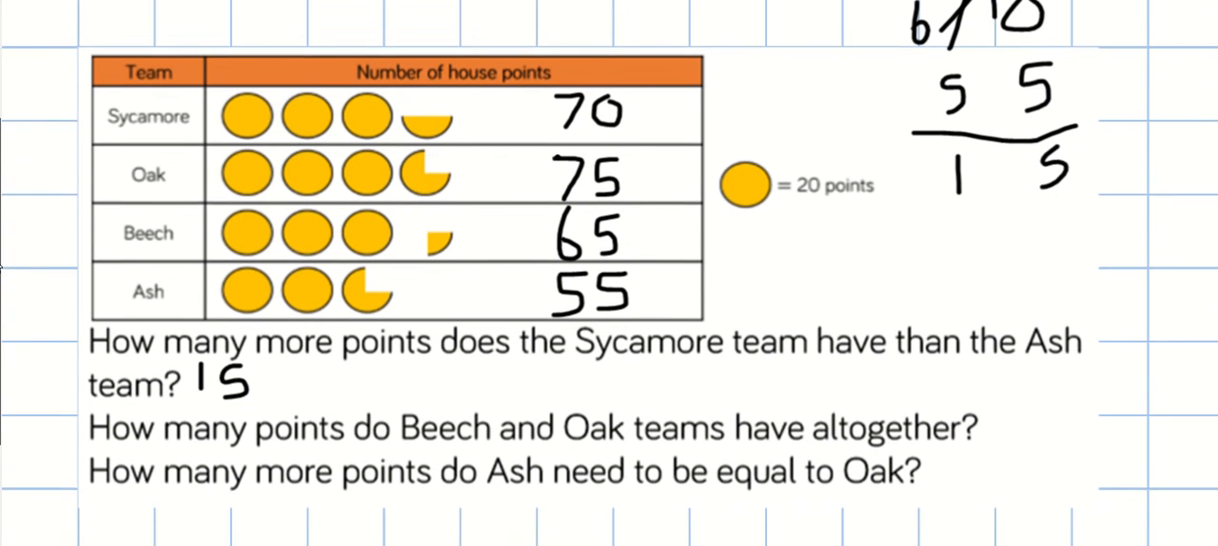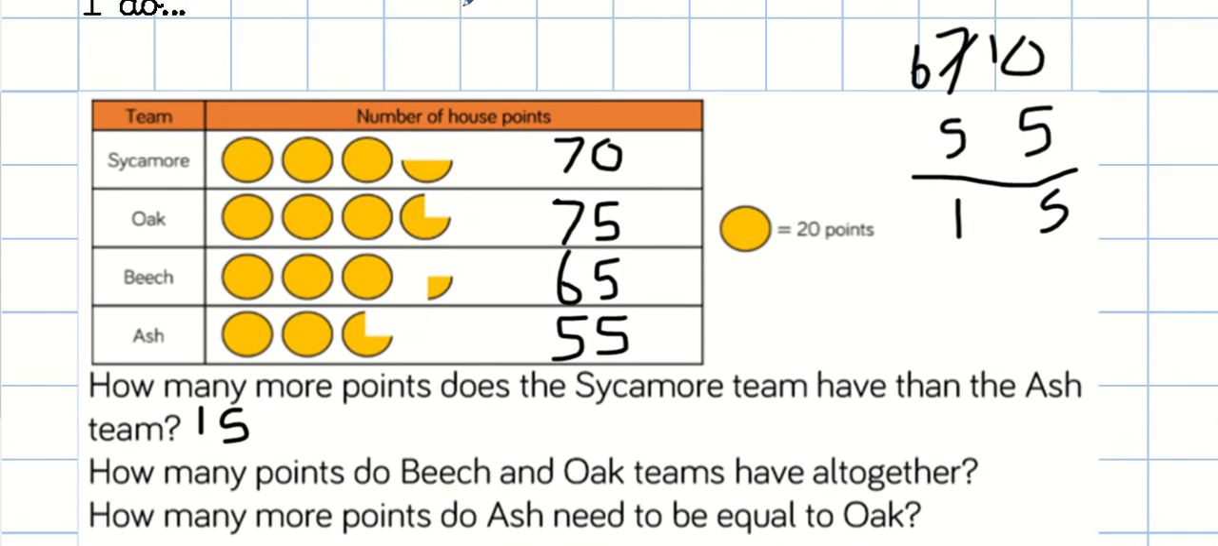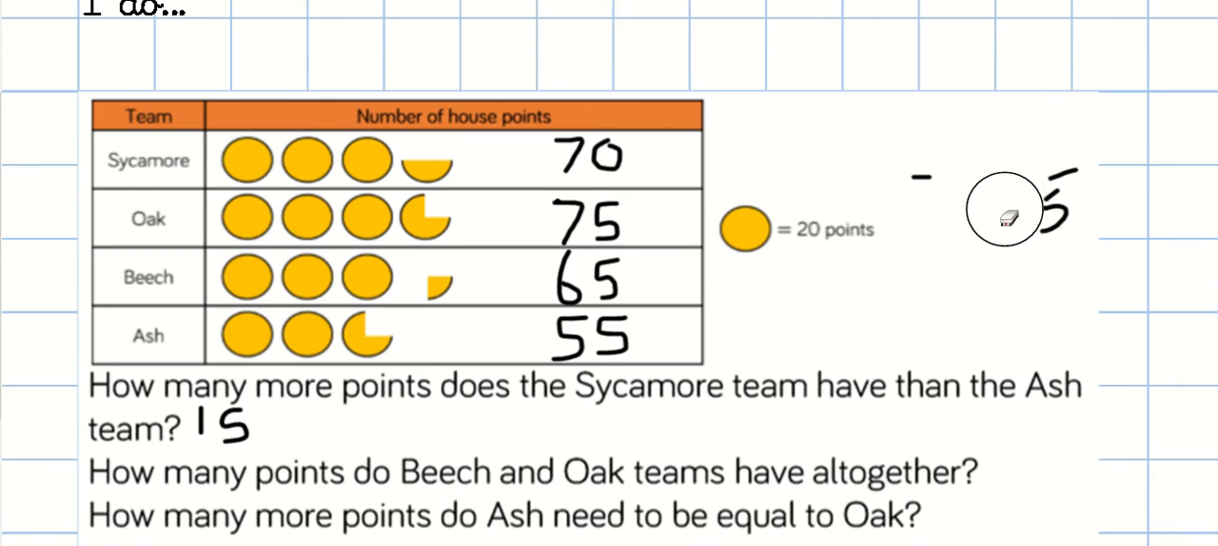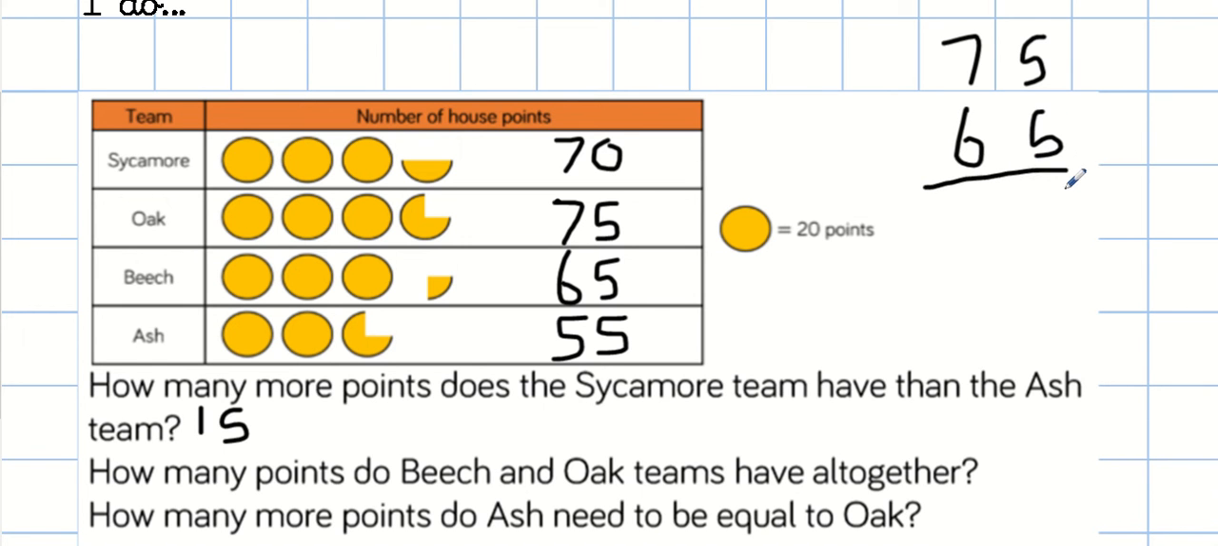How many points do Beech and Oak teams have altogether? For this question, I'm going to have to add these two answers together. Oak had 75 and Beech had 65. If I add them together, 5 add 5 equals 10, so a 0, and I'm going to carry my 10 into my tens column. What's 7 add 6? It's 13. Add the 1 is 14. So altogether I have 140.